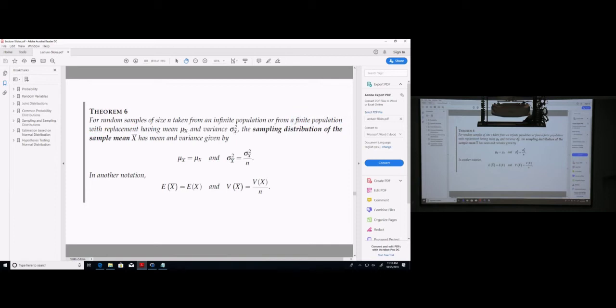So the population has mean μx and this variance. Watch out, this is about the population. And now the sampling distribution of the sample mean has this. We are not telling you what the distribution is, we are just telling you it has this mean. The mean of the sample mean is the same as the population mean, and the variance of the sample mean is 1 over n times the variance of the population.